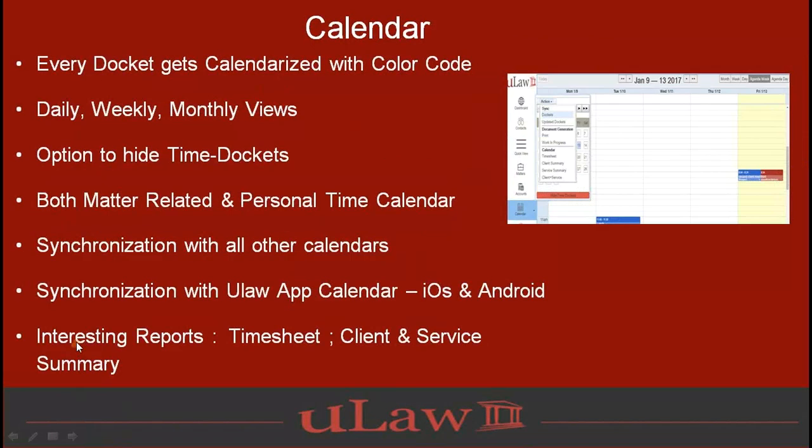And the last component that we're going to touch base on today is our calendar system. It has a color code for the dockets that get calendarized. It has a daily, weekly, monthly view. You always have the option of hiding your legal time dockets if you really want to look at your personal calendar right within uLaw. It allows you to synchronize with external calendars such as Outlook as well as Google.